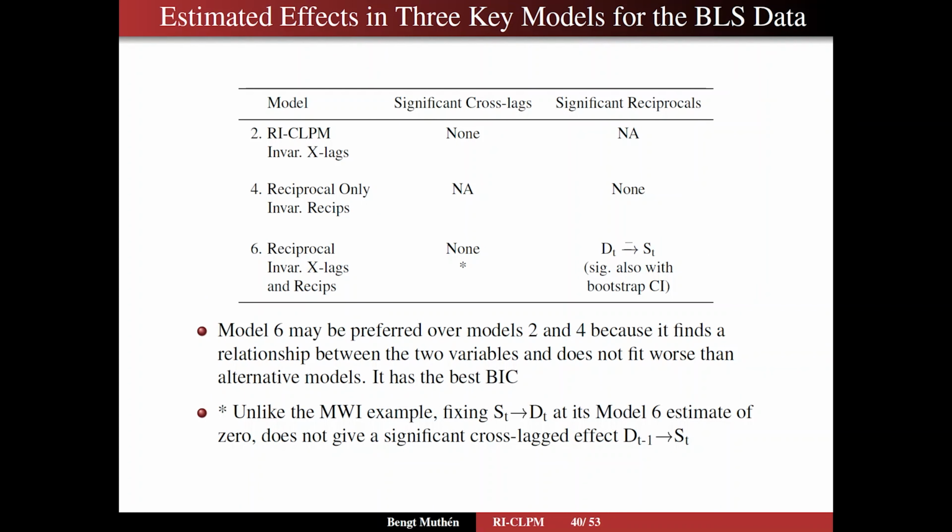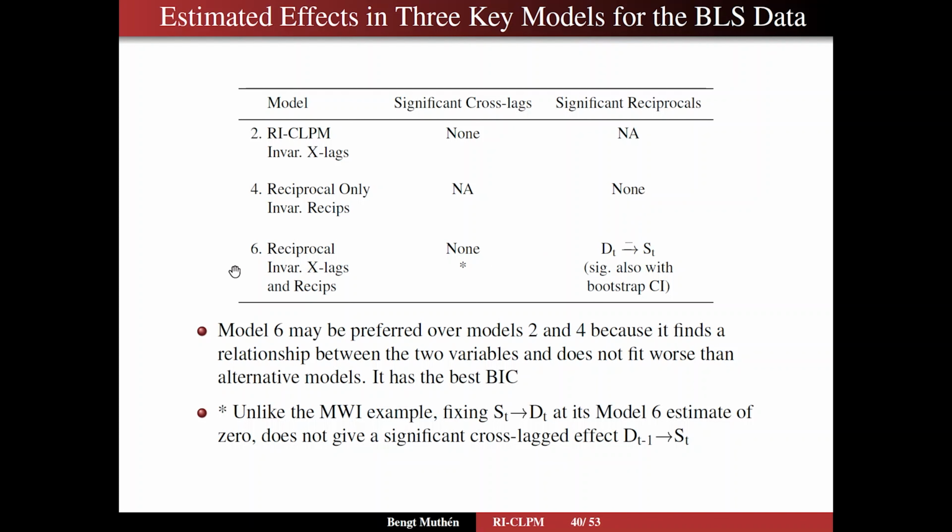So on slide 40, we take a look at the interpretations. Again, the 3 key models, one of each type. And the interesting thing here is that for the BLS data, the regular RI-CLPM has no significant cross-lags. Nothing is significant there. Same thing holds for model 4. None. No lag 0 reciprocal. So no action at all here.